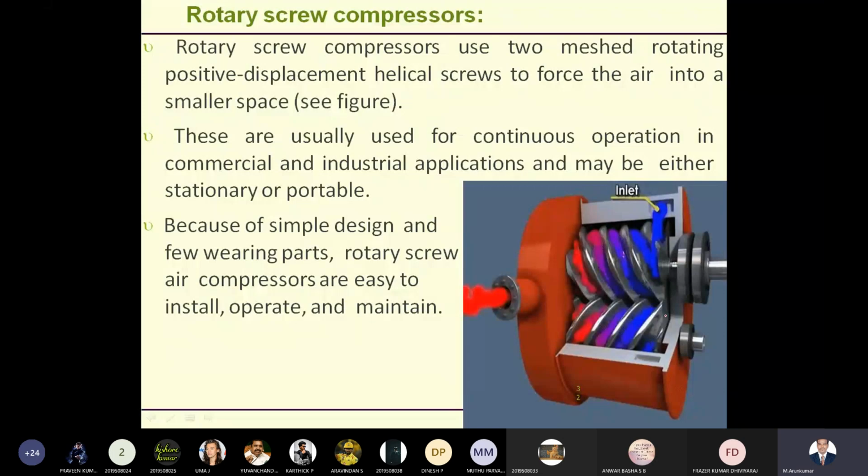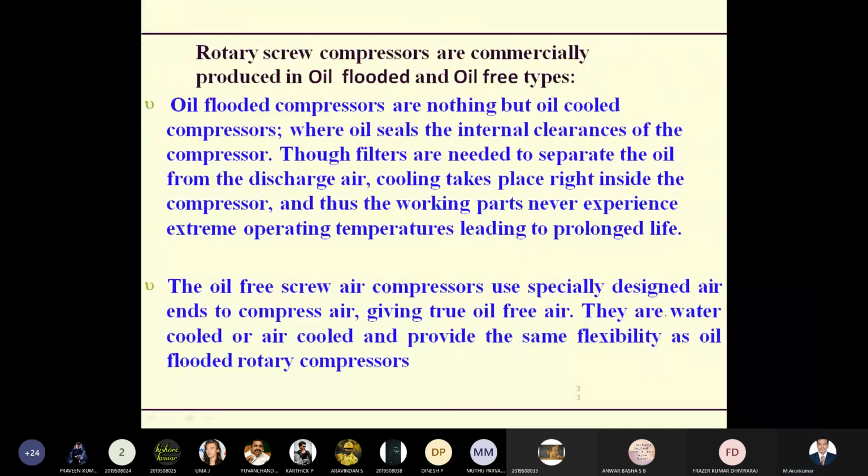Because of simple designs and few moving parts, rotary screw air compressors are easy to install, operate and maintain. So this is the advantage of rotary screw compression. Rotary screw compressors are commonly produced in oil-flooded and oil-free types. So we have two types of rotary screw compression: one is oil-flooded, and another is oil-free.